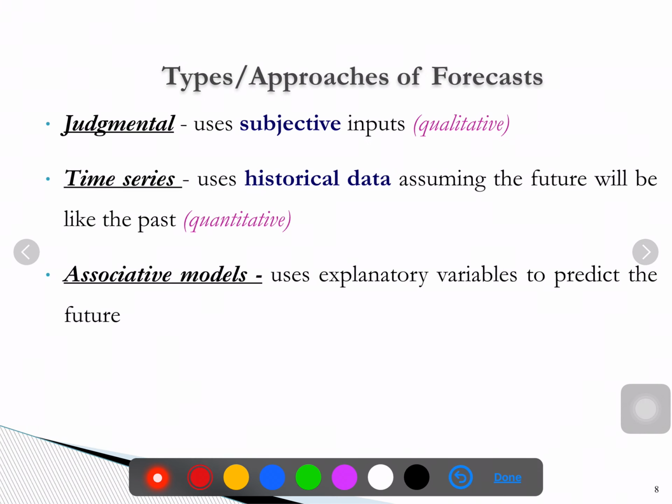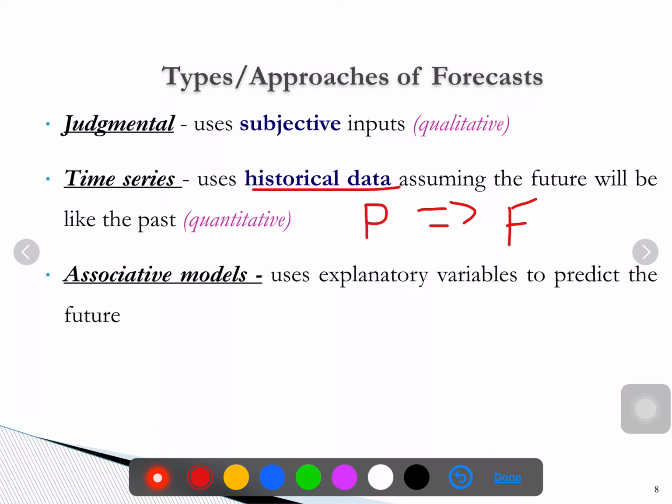Then let us see the types or approaches of forecasts. First, we have the judgmental type of forecasting, which uses subjective inputs and is mostly qualitative. Second, we have time series, which uses historical data, assuming the future will be like the past. We have past information, and from it we can forecast the future.